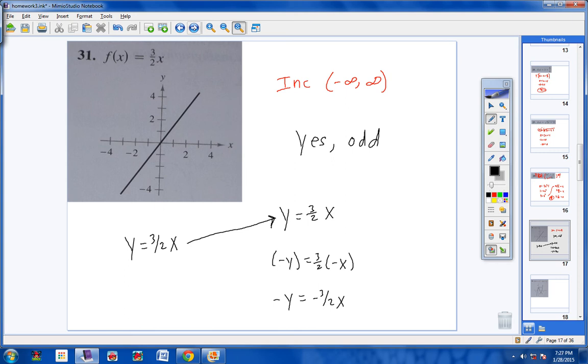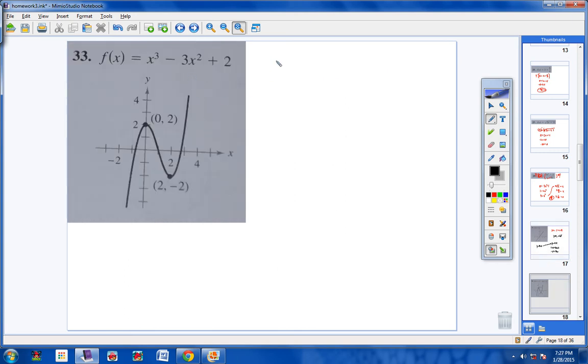Alright, number 33. Now let's first of all talk about increasing and decreasing, okay? First of all, we see it's going to increase. From here, it's going up from here to here. Now remember, when you hit this point here, I've taught you you're not going to use the y values, you're going to use the x values. So this point right here is even with what on the x-axis? 0. Okay, so we know the increasing is from negative infinity to 0.